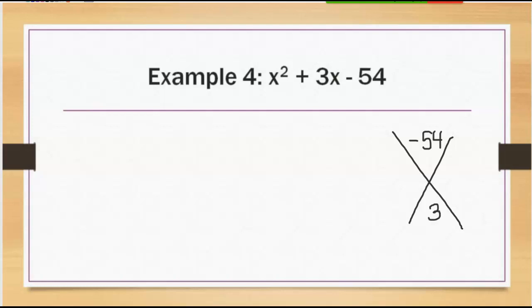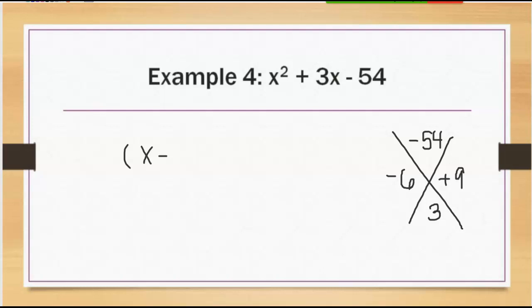Okay, negative 54 and positive 3. So again, you need one negative and one positive. Your positive is going to be the larger. So 54 is 9 and 6. And we can see that 9 minus 6 is in fact 3.